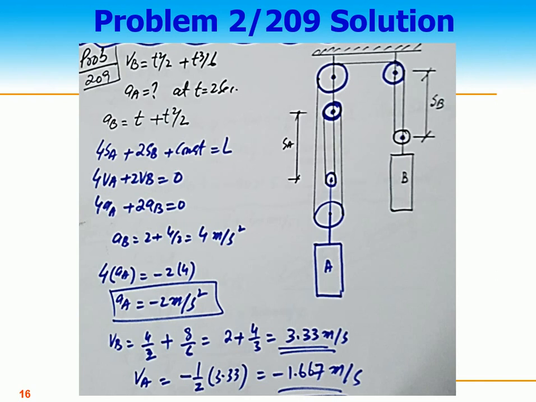The acceleration of B, by putting the value of t is equal to 2 seconds, because at that point we need to find the acceleration, becomes 4 meter per second square, right? Now I put this value in this equation: 4 AA is equal to minus 2 AB, and this AA is equal to minus 2 meter per second square. Similarly, velocity of B at 2 seconds, putting this value, I get 3.33 meter per second. And the velocity of A, from here you can find out, is minus 2 VB upon 4, so minus 1 by 2 of 3.33, you get minus 1.667 meters per second, in the opposite direction of the velocity of B.